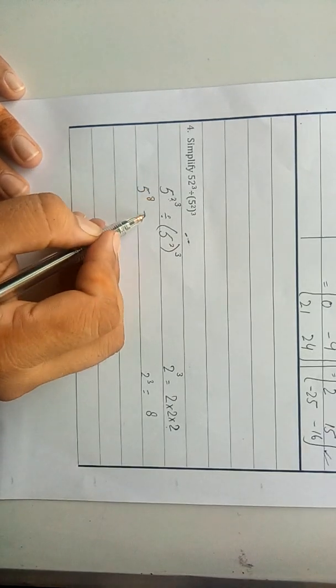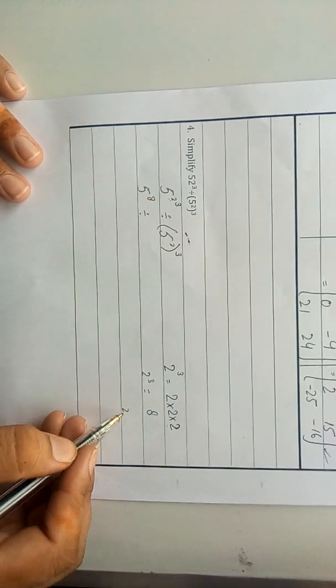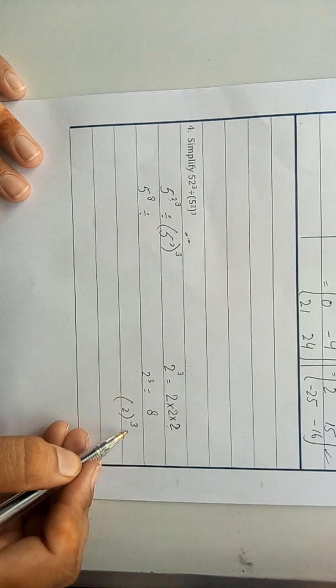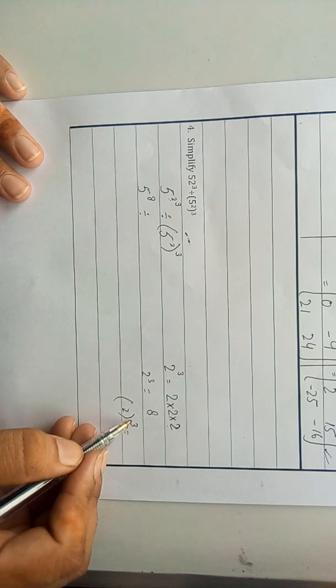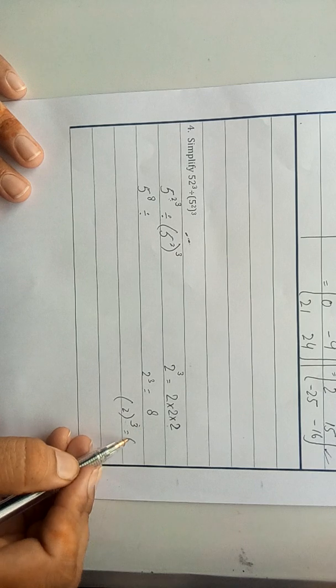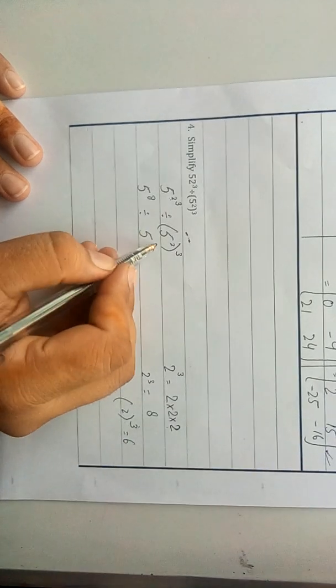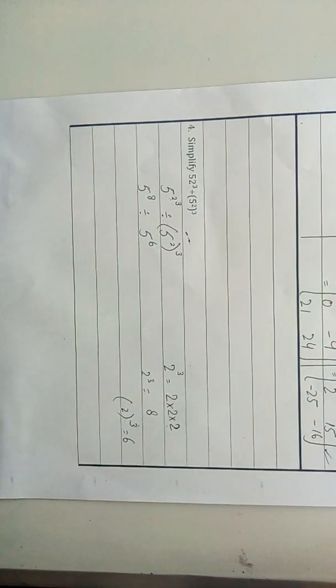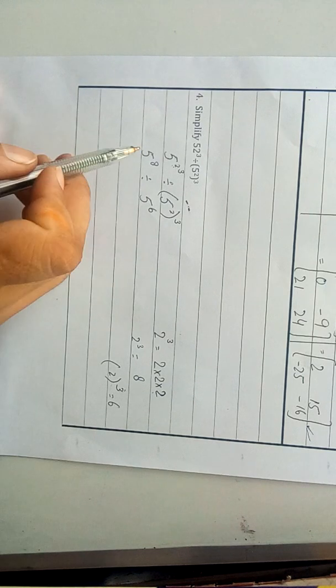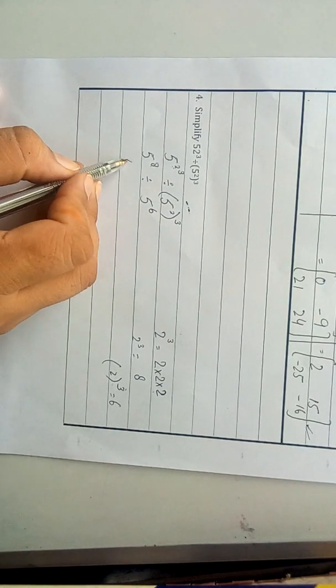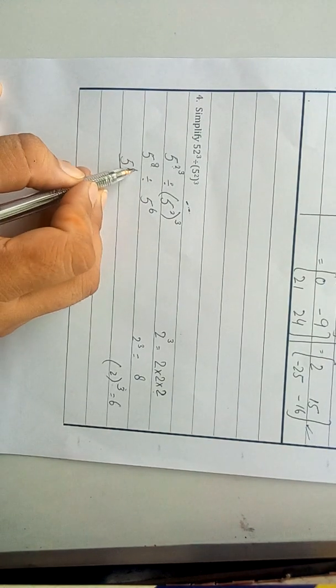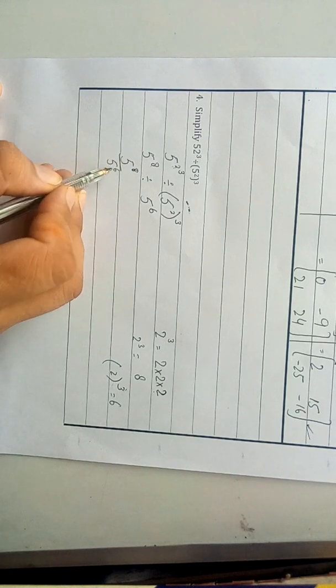So it becomes 5 raised to power 8, divided by 5 raised to power 2 into 3, which means 2 is multiplied by 3, that is 6. So it becomes 5 raised to power 6. So 5 raised to power 8 over 5 raised to power 6.